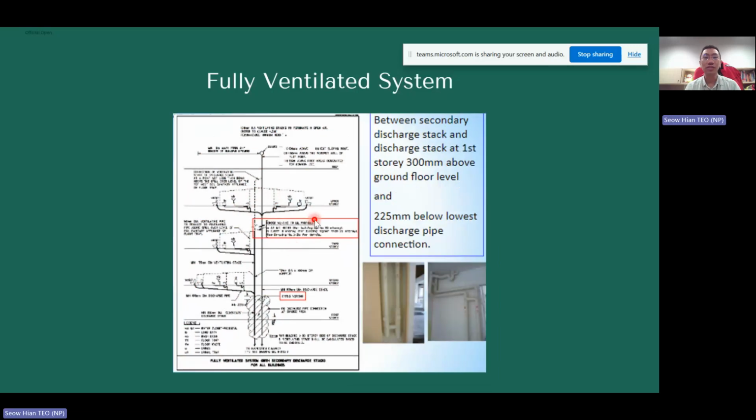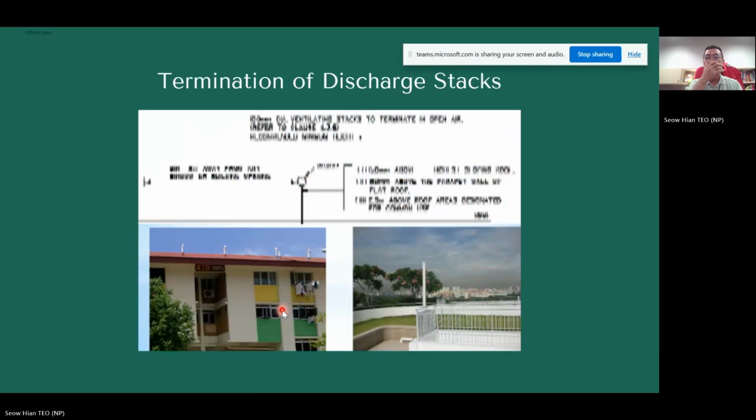Yeah, so the ventilation system between the secondary discharge and the discharge at 1st story should be about 300 mm above ground, right? The lowest is about 250 mm at the lowest point of the discharge connection. So for termination, you can see that there's sometimes a lot of such termination on the stack, right? Just to prevent it, discharge air will come out from here, and this is how it actually looks like. This can be seen quite often in HDB flats and so on.